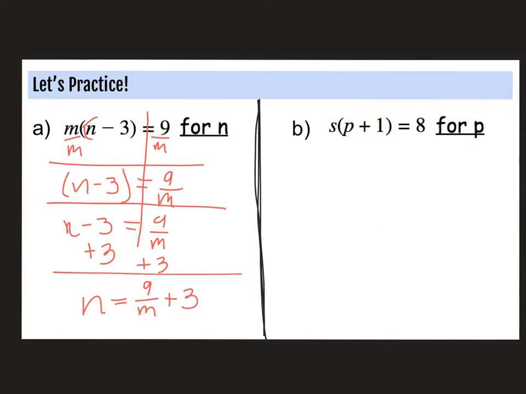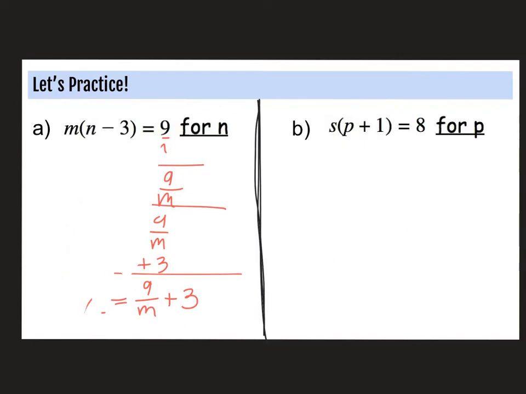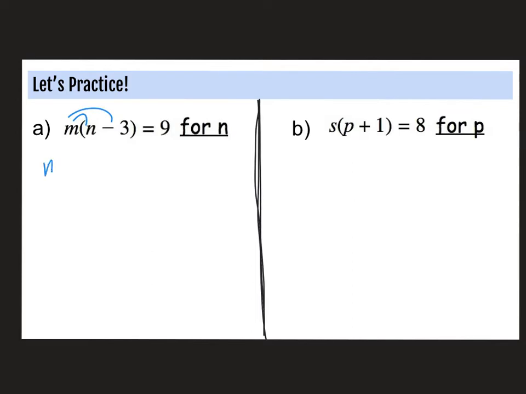Now, many of you wanted to distribute this m, which is also an option. I think it's a little bit of a trickier way to do this, but we definitely can do it that way. And when we do this, we're going to get mn minus 3m equals 9.